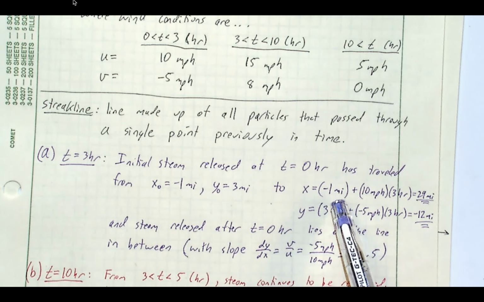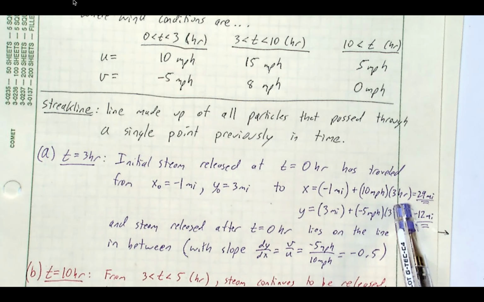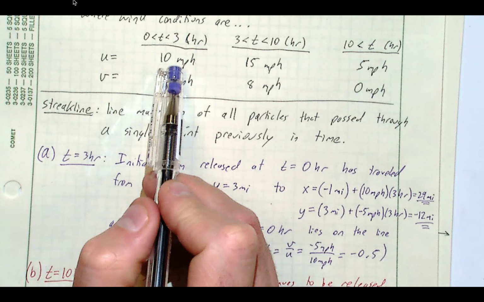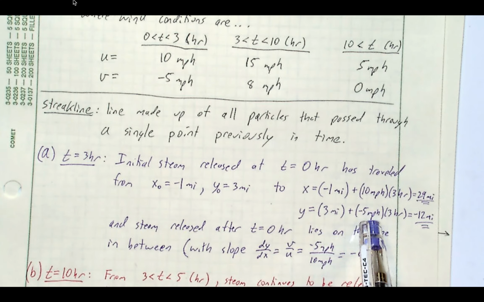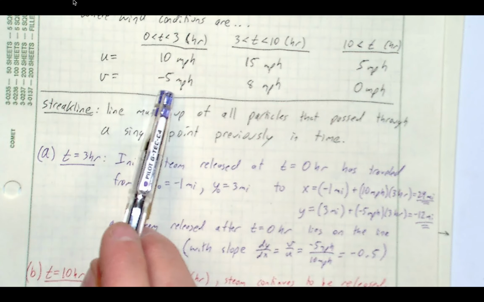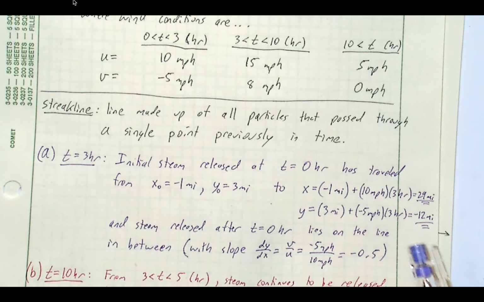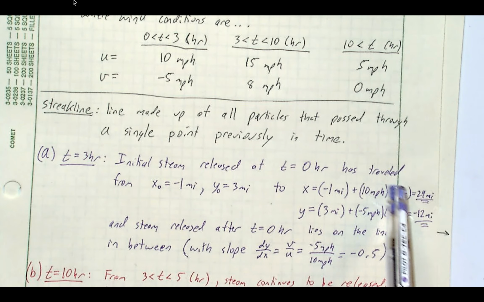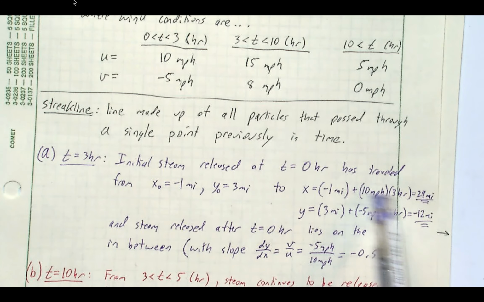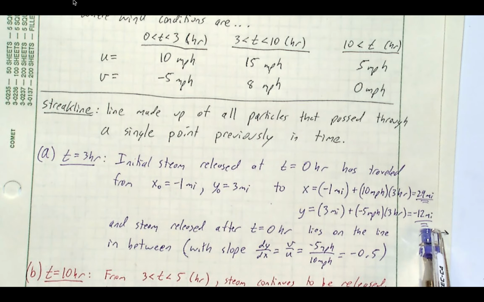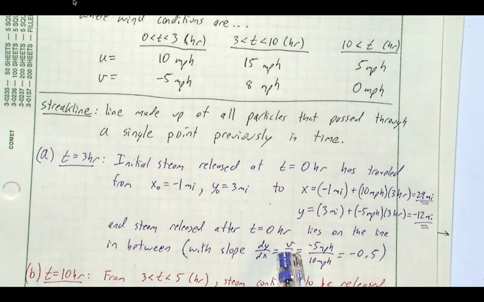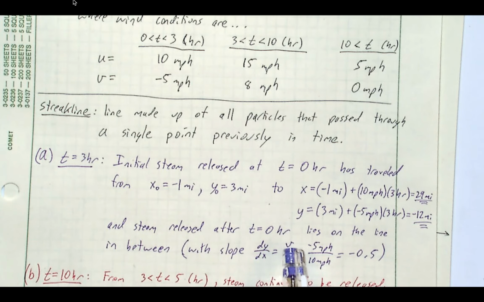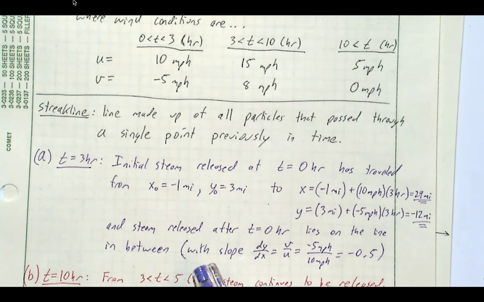So that first bit of steam traveled for 3 hours at 10 miles per hour in the x direction, and traveled for 3 hours at -5 miles per hour in the y direction, in the north-south direction. All right, so these are the delta x, delta y, the changes in location. We add that onto the original location, we get 29 miles and -12 miles. And the steam that's released after the initial release now just lies on the line in between, right?